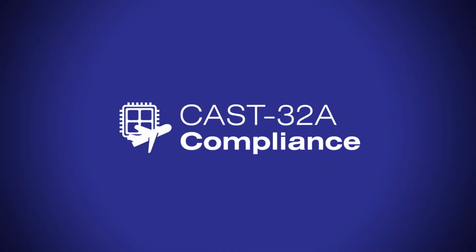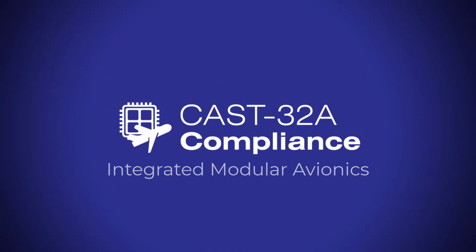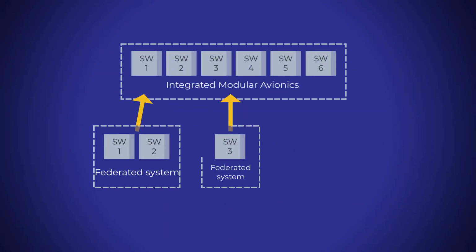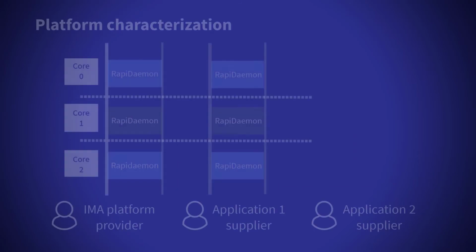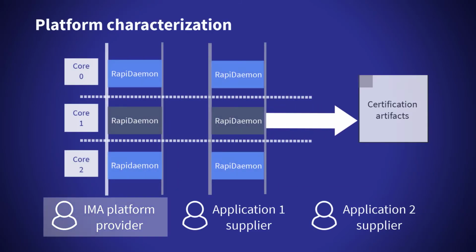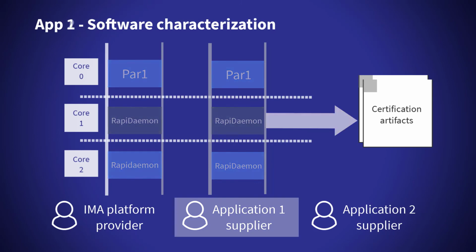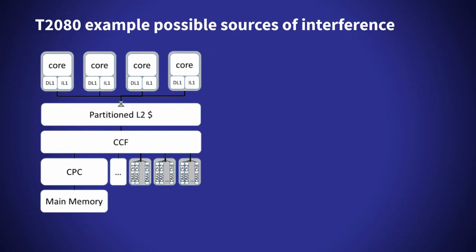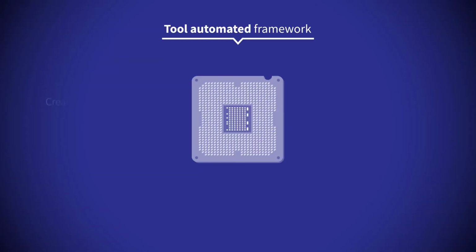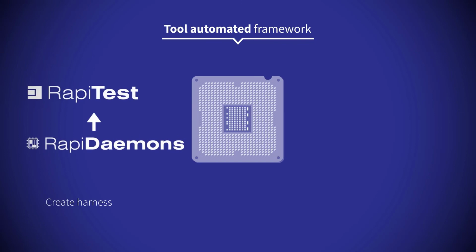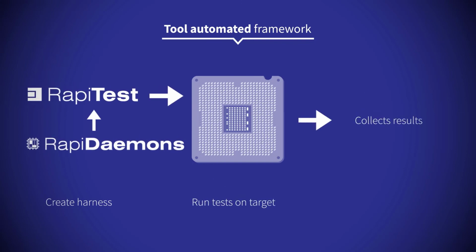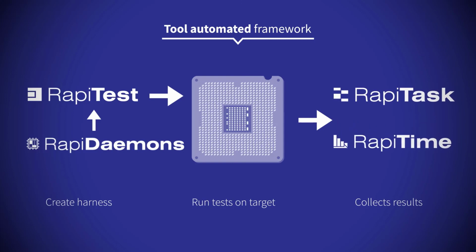Rapita have designed the CAS 32A compliance solution to work seamlessly with integrated modular avionics, or IMA, workflows. Using the Rapita solutions, suppliers and system integrators can accumulate certification artifacts over the course of several independent verification efforts. Even with the incremental verification benefits, the complexity and number of interference channels in a multicore avionics system require a large number of tests. Thus, tool automation is important to keep the schedule and cost of verification reasonably constrained. The Rapita approach automates key stages of the workflow using both rapidemon interference generators and the Rapita Verification Suite tools.